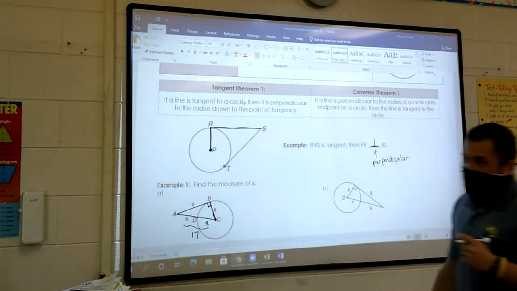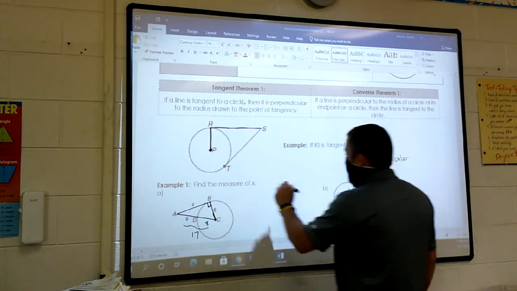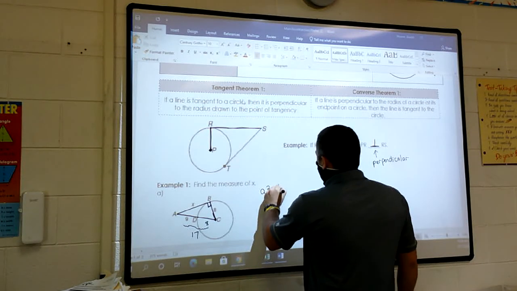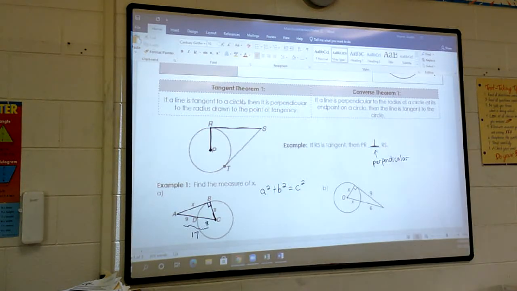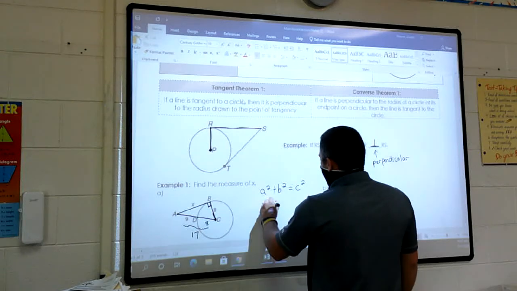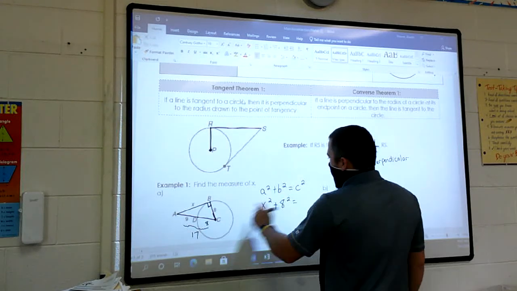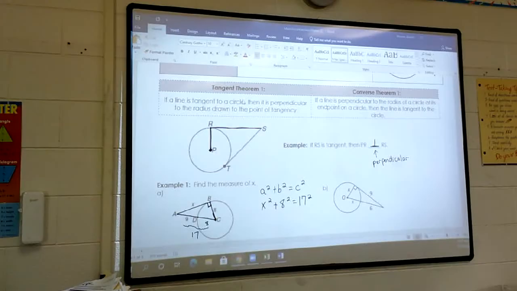So anytime we have a right triangle, we can do what's called the Pythagorean theorem, right, to solve the missing sides. So the Pythagorean theorem is a squared plus b squared equals c squared. The a and the b have to be the legs of the triangle. The legs of the triangle are the two sides that make up the right angle. So that would be x and 8. X and 8 are the two legs. So let's say x squared plus 8 squared equals, the hypotenuse is your c, that's 17 squared. And we're trying to now solve for x.